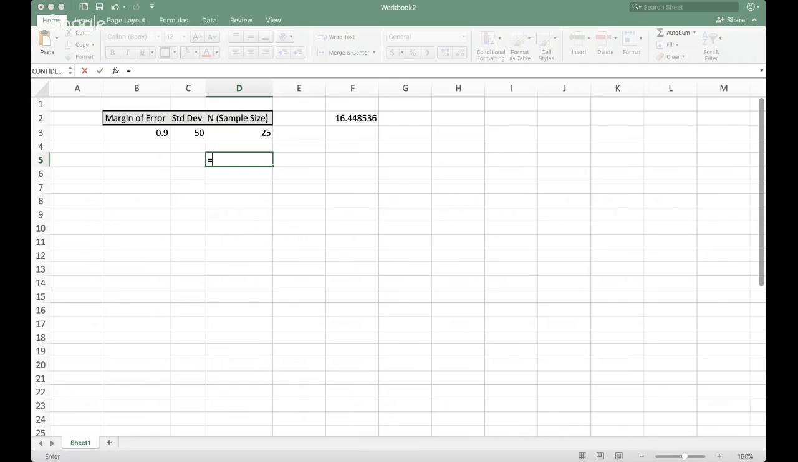Okay, so we go in here to our equation, and the equation is going to be, oops, I'm clicking on the shared screen instead of the actual one, there we go. So we're going to say 2 times our standard deviation, divided by the square root of the sample size. The square root of 25 is 5.